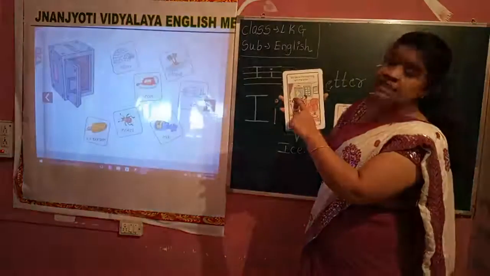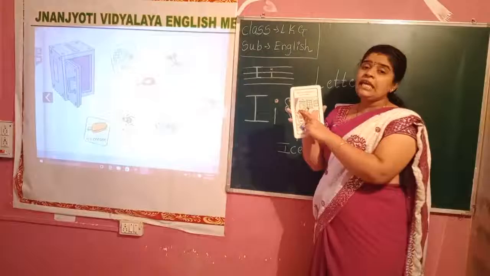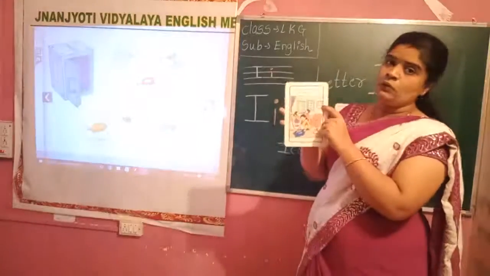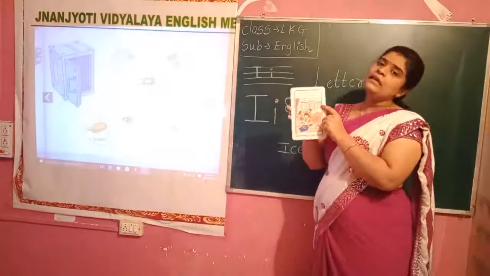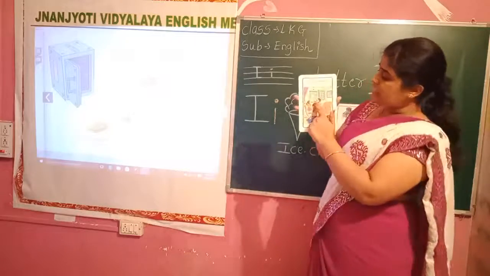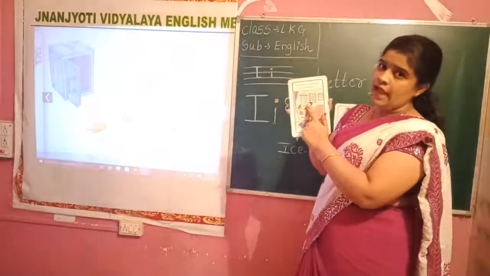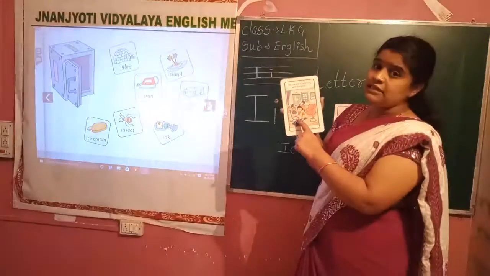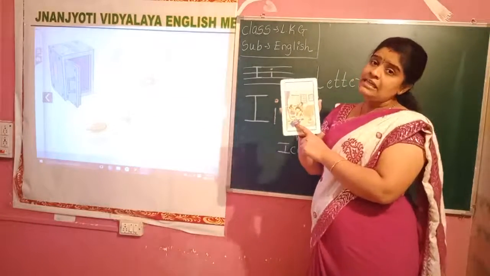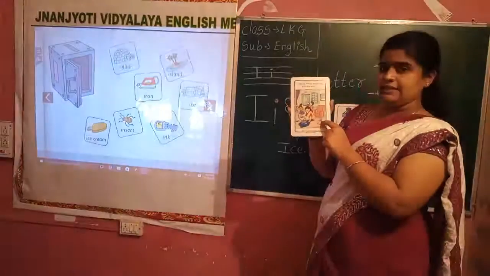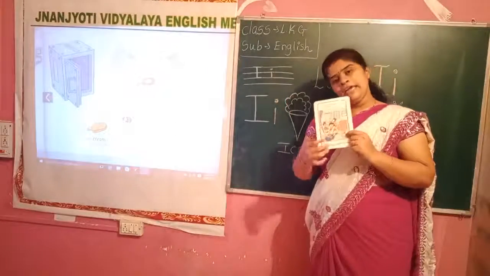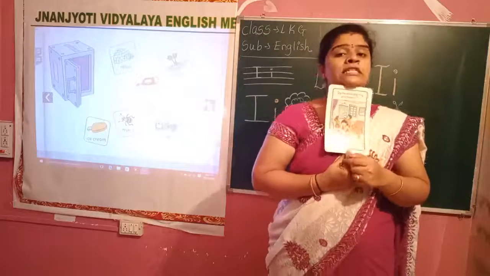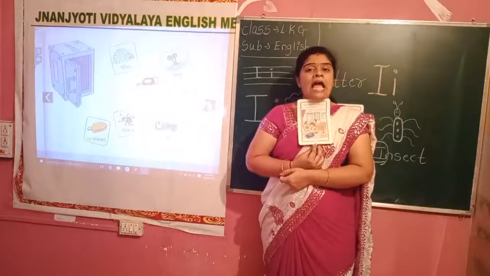Here they are given India, I for India. Okay, I for igloo. Here they are given ice cream, I for ice cream. Next, I for iron. Next one, insect, I for insect.